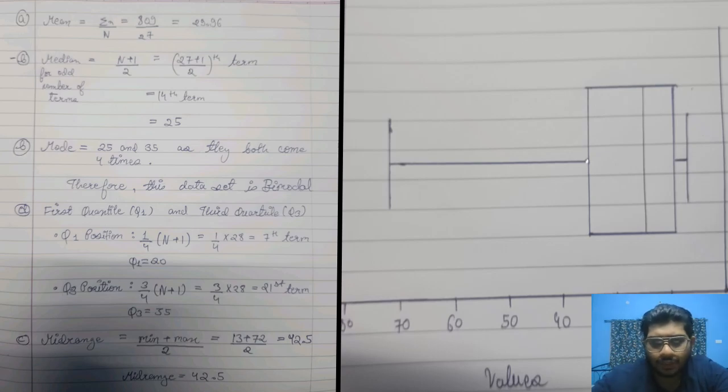Mid range is 42.5. Now on the right hand side of the screen, you can see I have drawn a box plot. The box plot indicates that first it is 13, then 20, then the median, that is 25, then we go to 35, quartile 3, and then we go to the maximum, which is 72. That is shown in the box plot.